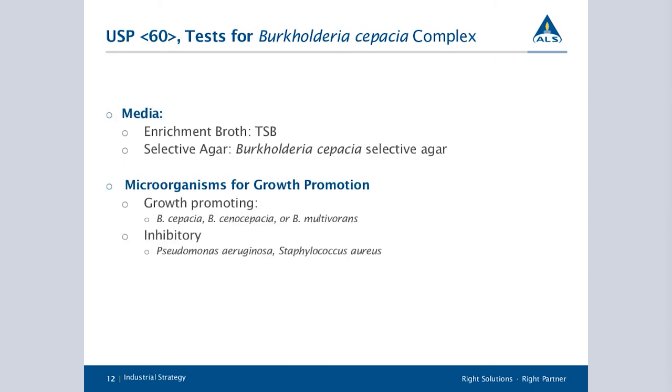So in the chapter, the enrichment broth is the TSB, the tryptic soy broth. And the selective agar is called the Burkholderia cepacia selective agar. The organisms that we have to test each of the media with to make sure it growth promotes are cepacia, cenocepacia, or multivorans. And it also must inhibit the growth of Pseudomonas aeruginosa and Staphylococcus aureus.